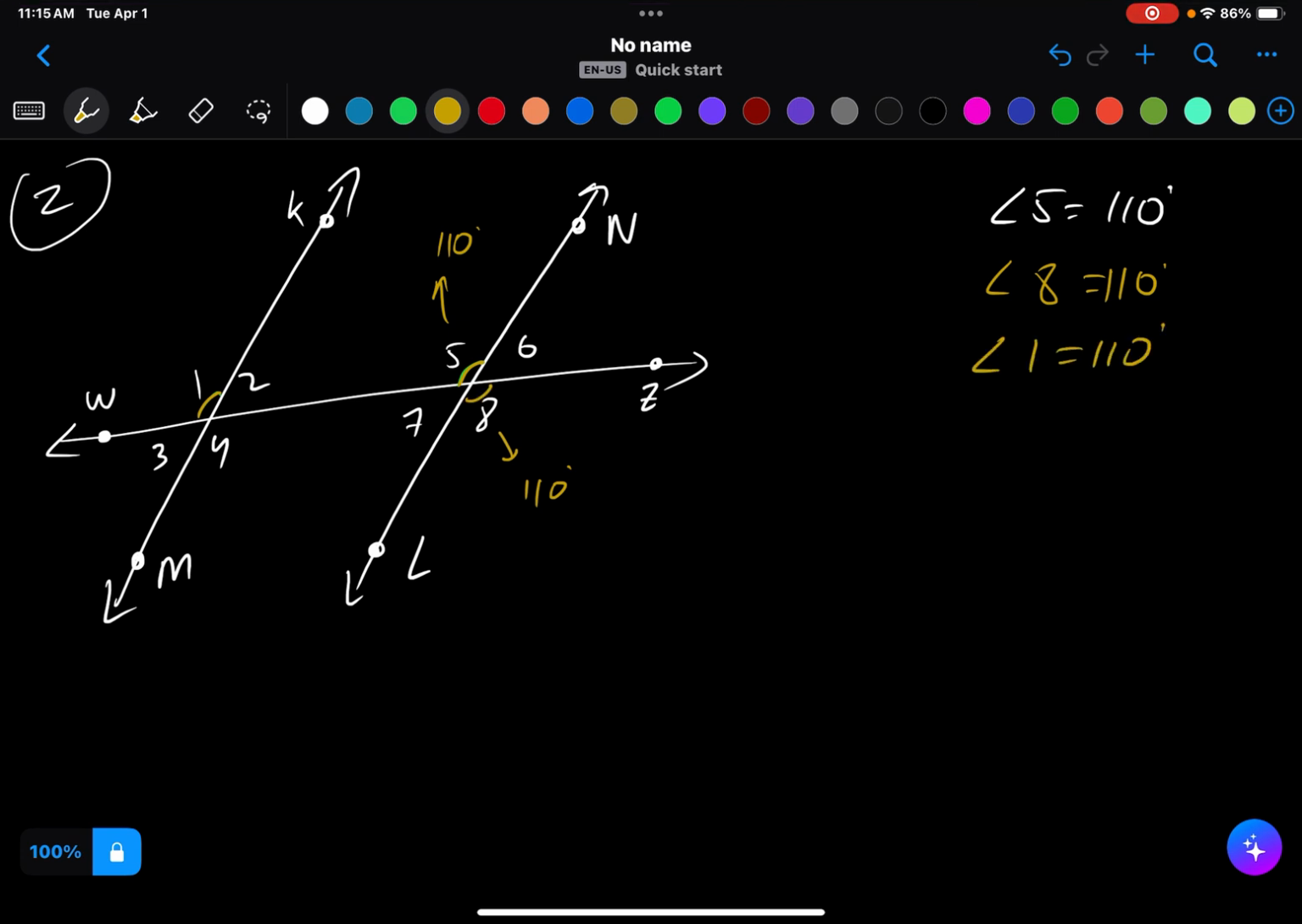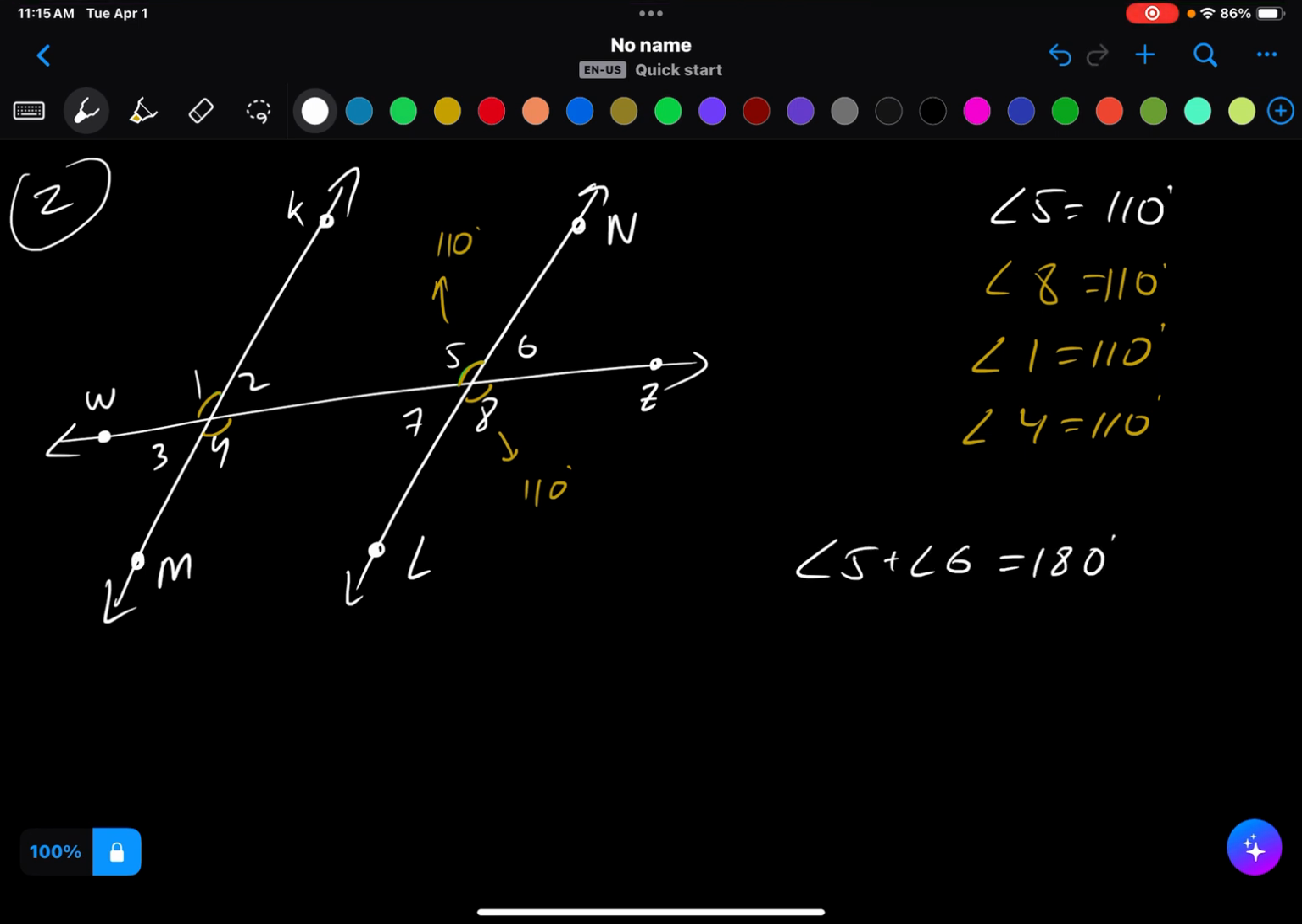And angle 8 and angle 4 are corresponding. So angle 4 is also going to be 110 degrees. So that's half of them. Now, in order to find the rest, I'm going to use the supplementary angle theorem. I know that these two angles are supplementary, 5 and 6. So I'm going to say that angle 5 plus angle 6 have to equal 180.